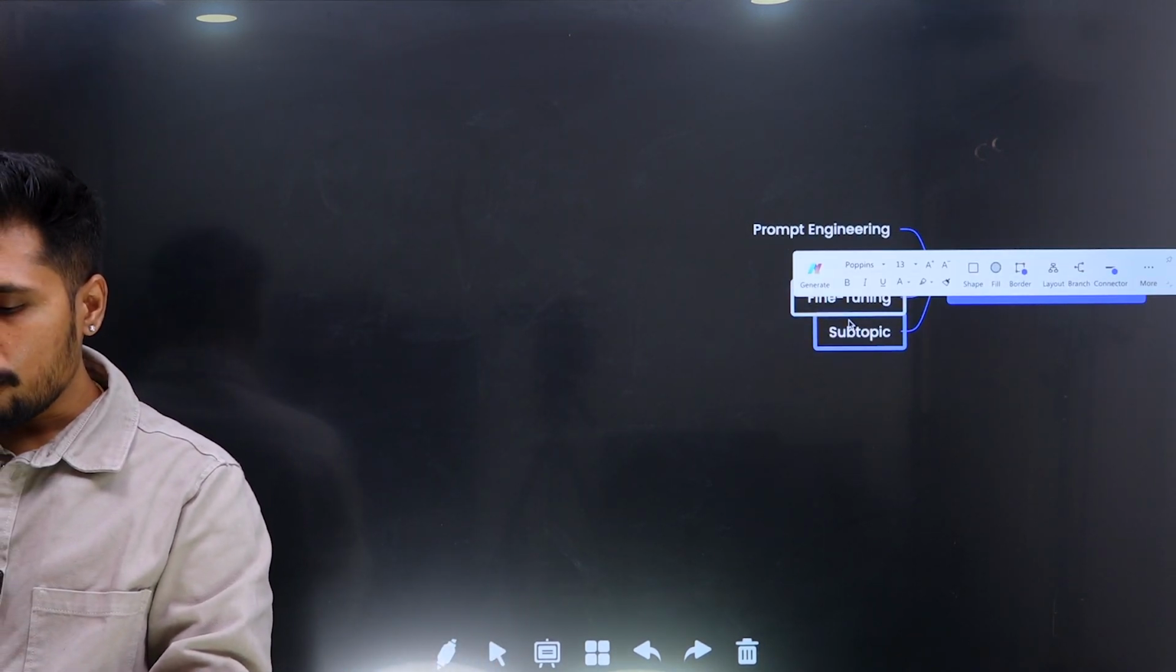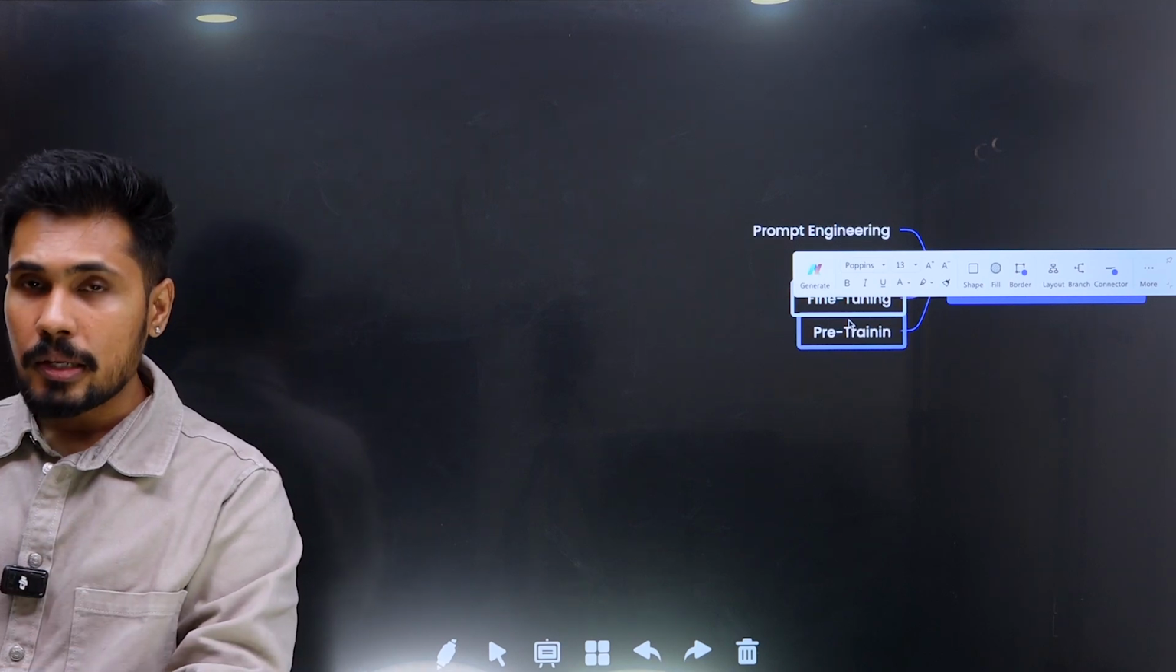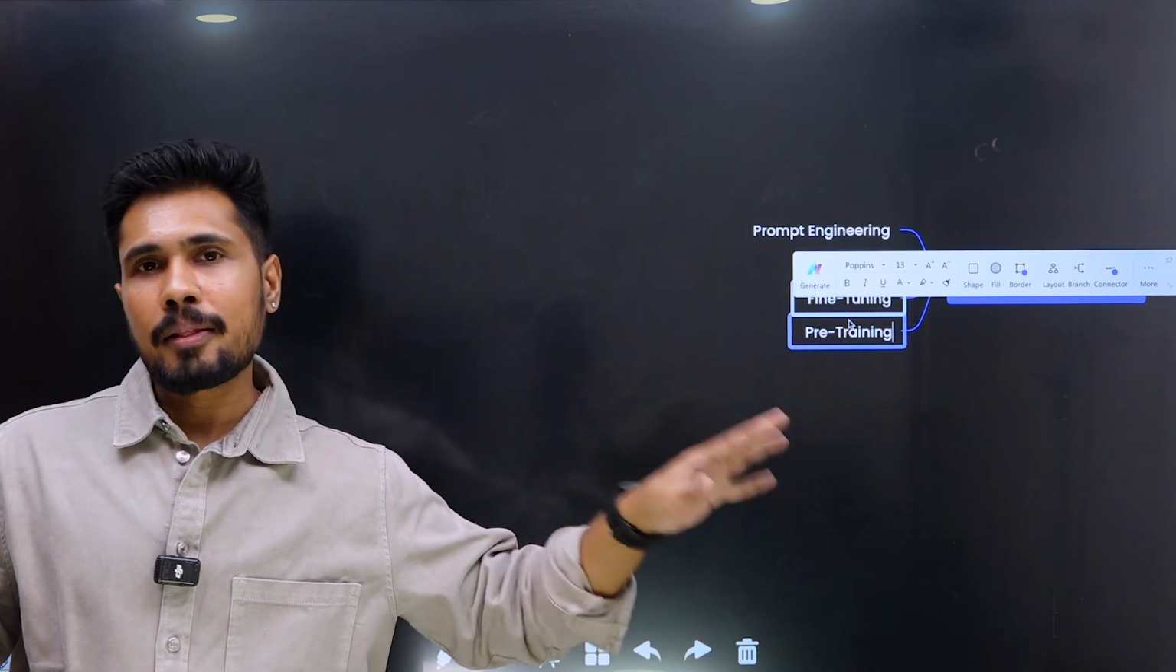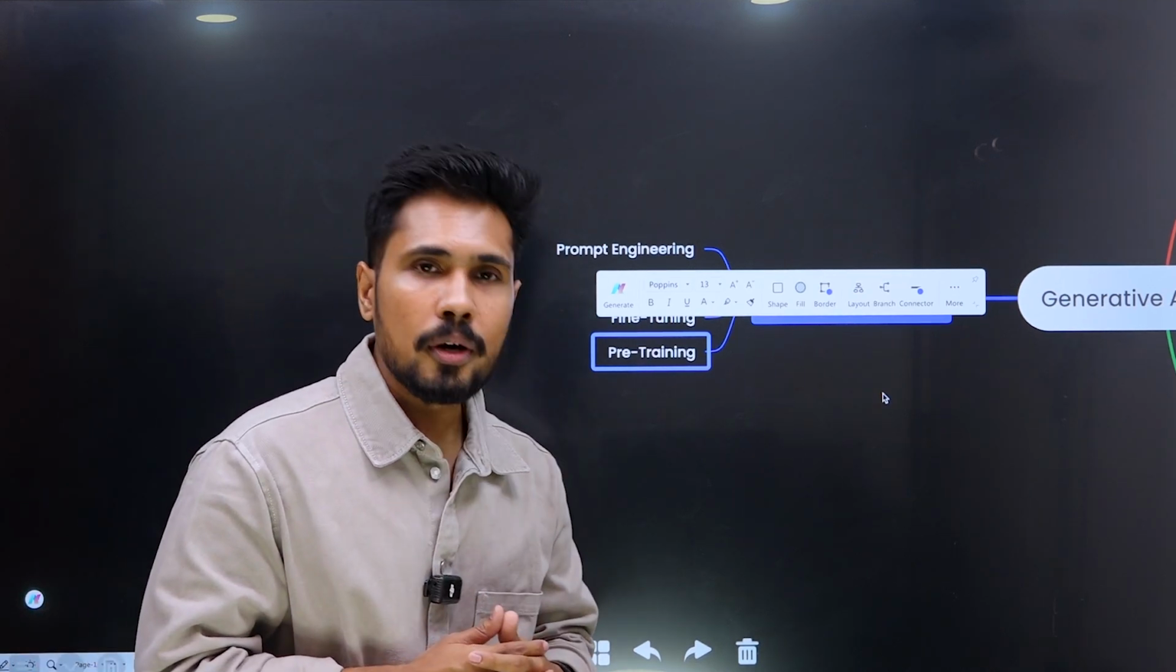Or we can perform pre-training. Now you have a huge amount of data, and you are customizing the entire GPT model for healthcare pre-training. So these are the ways we have, in line with transfer learning.